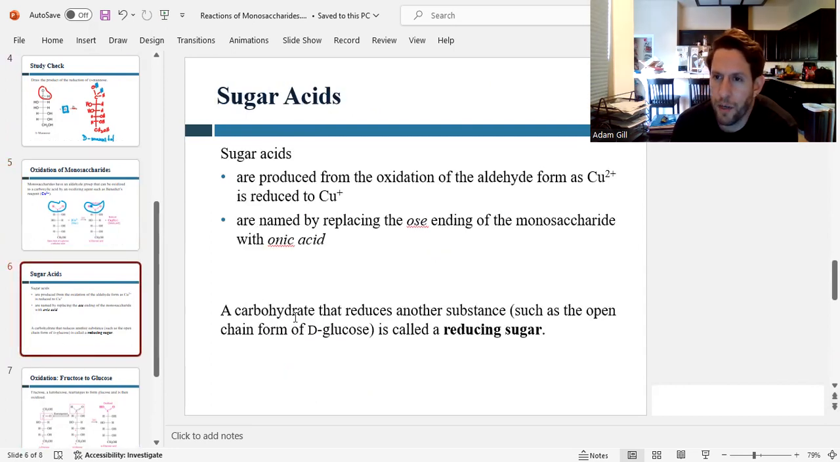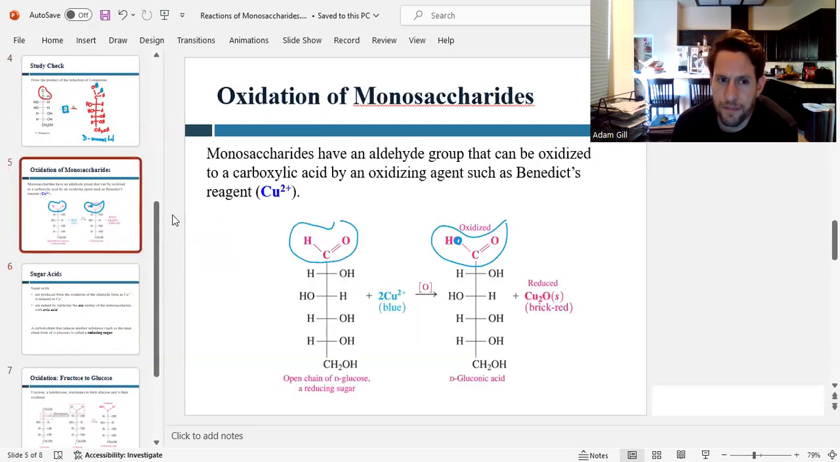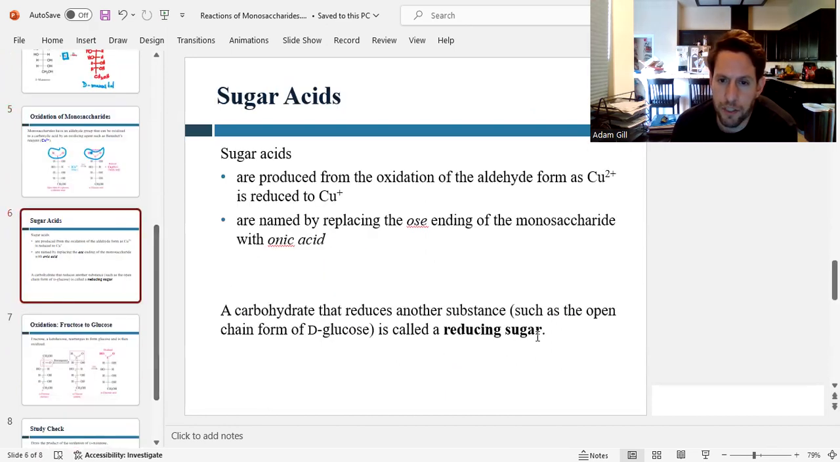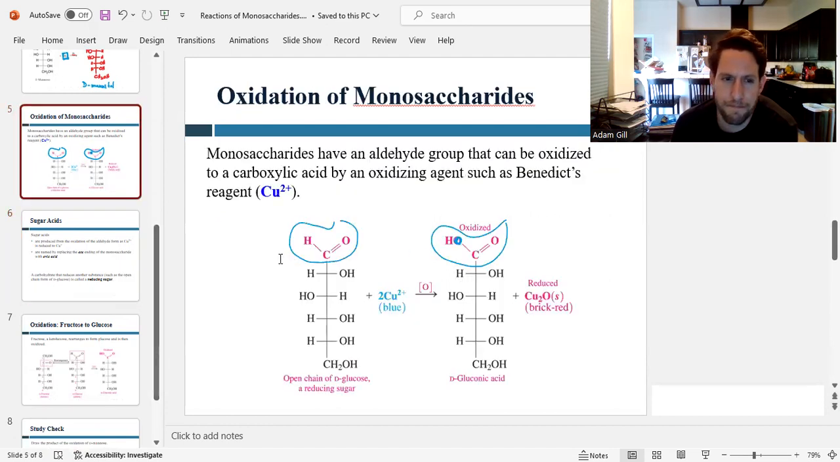And any carbohydrate that reduces another substance is called a reducing sugar. So if it's able to be oxidized and it is reducing the copper, it's known as a reducing sugar. So the definition of a reducing sugar is something that is able to be oxidized.